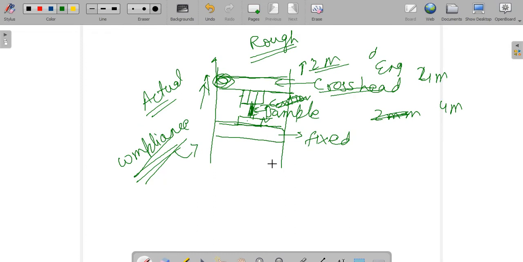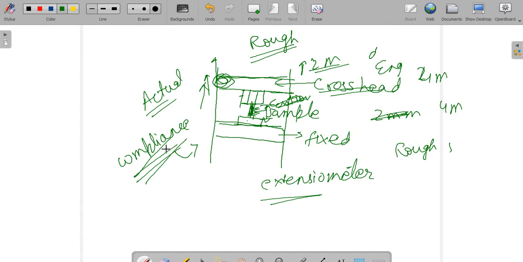But sometimes for accurate measurement we use an extensometer. The extensometer is put on the gauge length of this sample and it directly measures the displacement of the sample. So that gives accurate measurement. But in most of the labs in engineering, we don't use this extensometer, so we get a rough value of this stress strain curve.